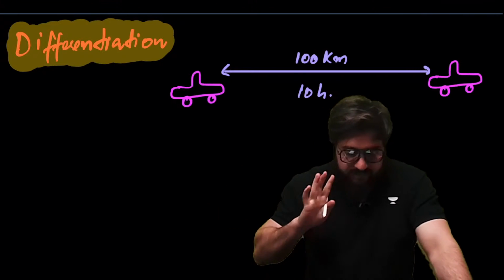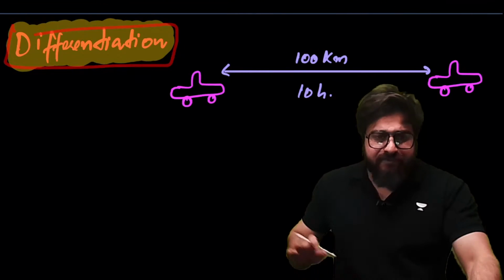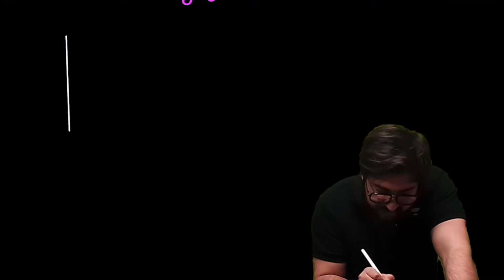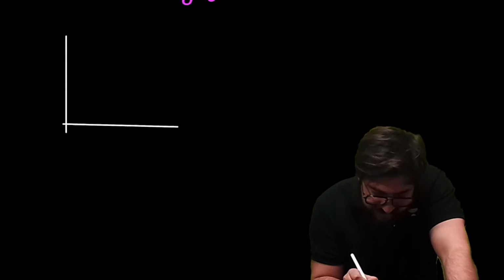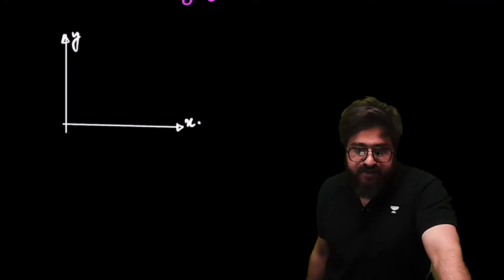Now see, I hope the slope is crystal and clear. Let's suppose I have got over here the y-axis, and this is the x-axis.